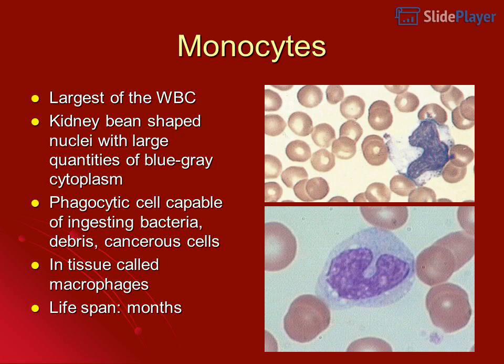Monocytes: largest of the WBCs. Kidney bean-shaped nuclei with large quantities of blue-gray cytoplasm. Phagocytic cell capable of ingesting bacteria, debris, and cancerous cells. In tissue called macrophages. Lifespan, months.